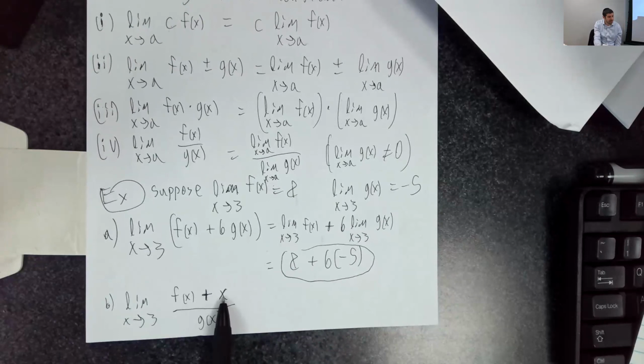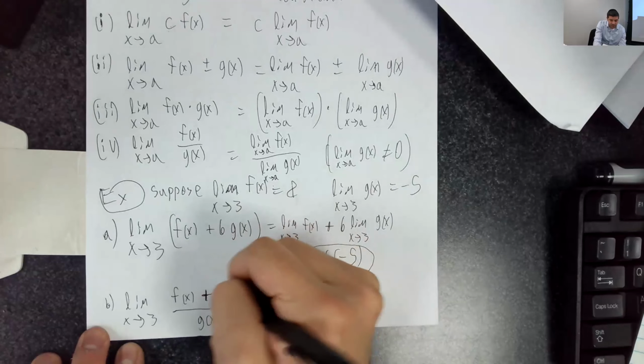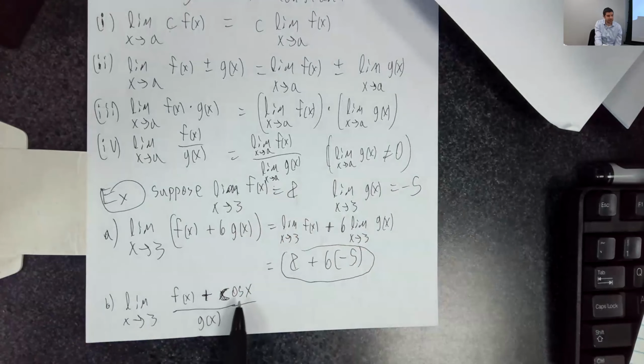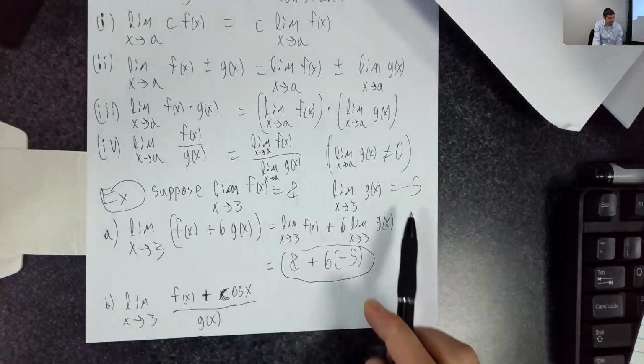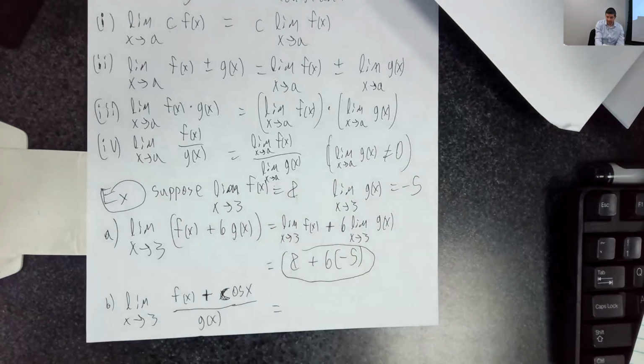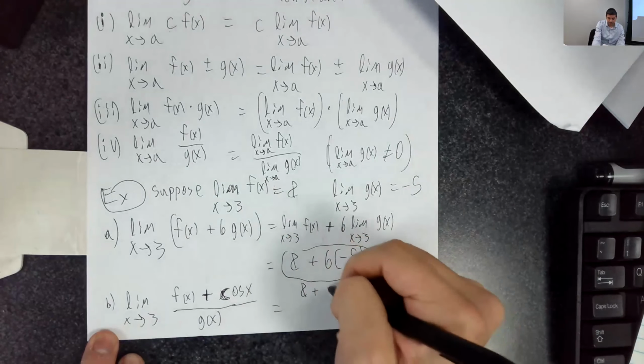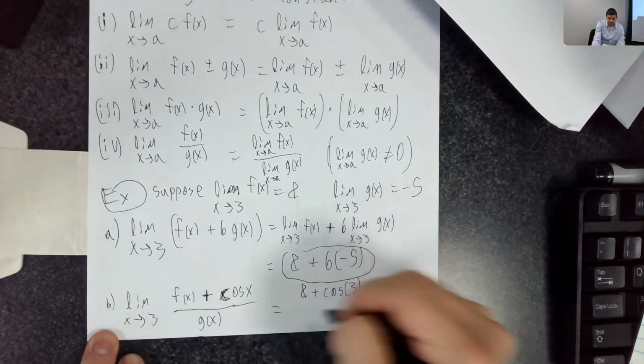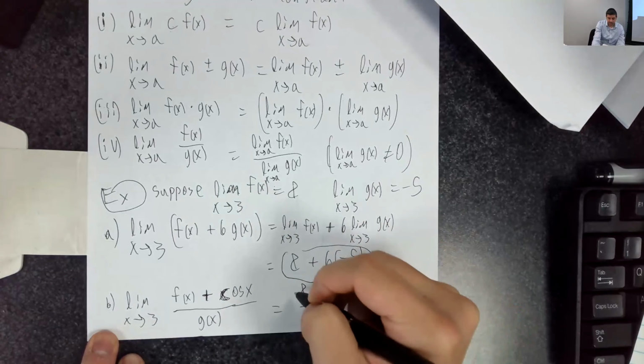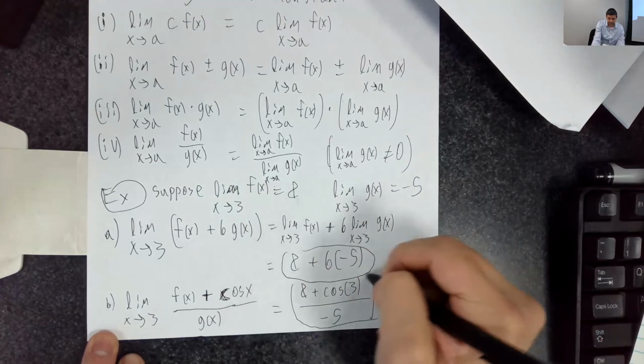How do we do that? We just plug it in, right? Because it's a continuous function. Continuous functions, I could just plug it in. So if it was not x, but let's say cosine of x, what would cosine of x get replaced by? Cosine of 3, continuous. What does g of x get replaced by? -5. So when you do this, that's what it's saying. I could do each piece separately in this theorem. It's 8 plus cosine of 3 divided by -5.